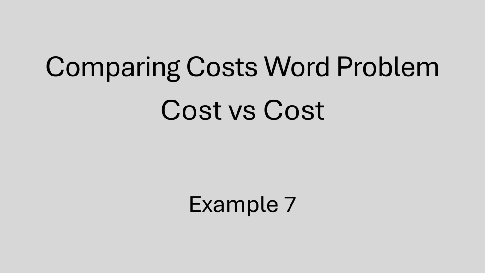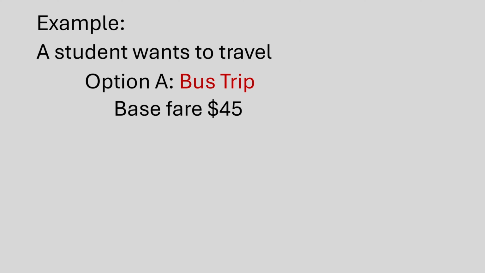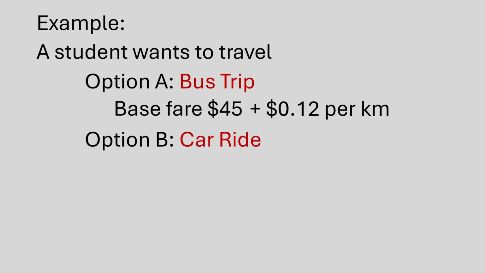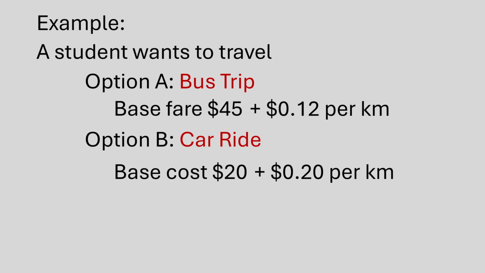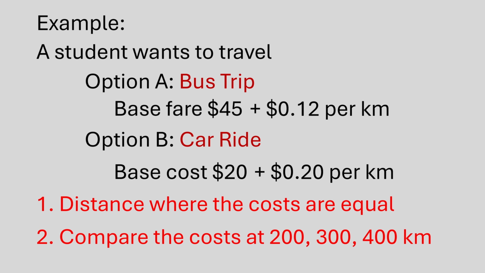Comparing costs word problem. Example: a student wants to travel and is comparing two options. Option A: bus trip, base fare $45 plus $0.12 per kilometer. Option B: car ride, base cost $20 plus $0.20 per kilometer. Find the distance where the costs are equal and compare the costs at 200, 300, 400 kilometers.